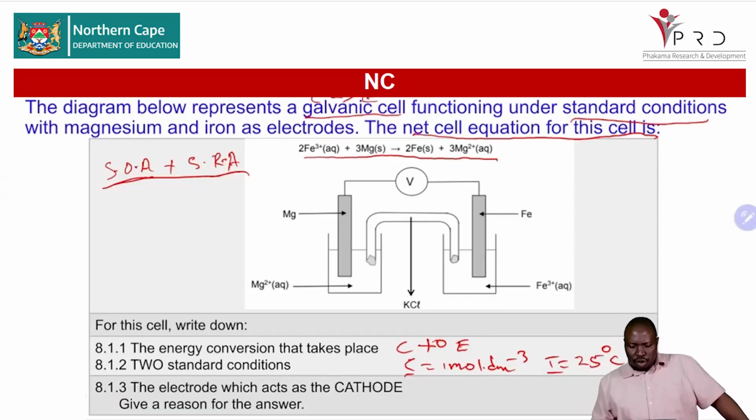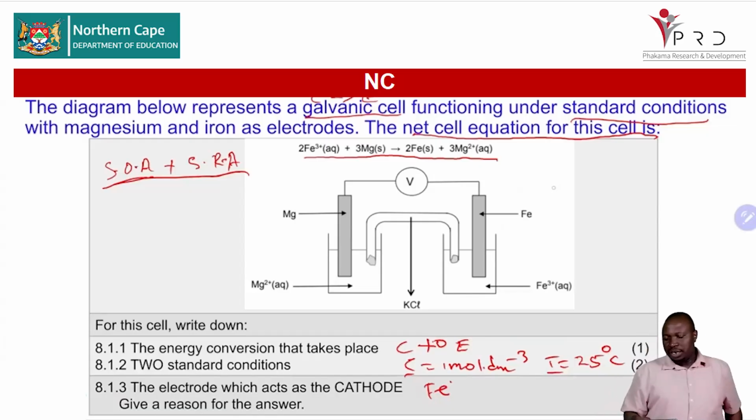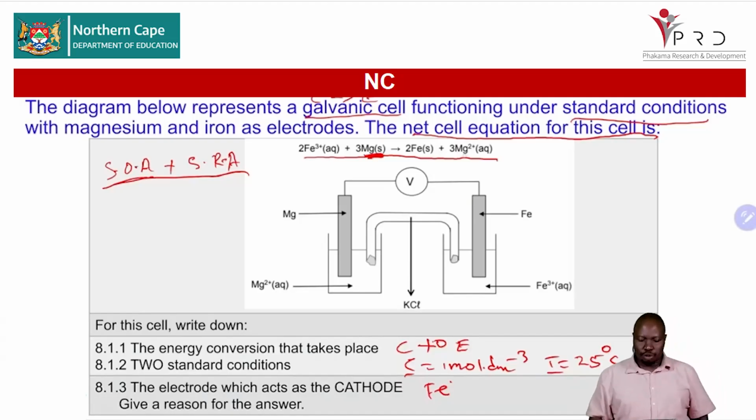The electrode which acts as the cathode, we have already indicated that is iron. That is iron, because the iron 3 plus will gain electrons to form iron. We said already magnesium is a stronger reducing agent, so it will lose electrons to form magnesium 2 plus. So give a reason, because we said the reason here is that your iron 3 plus is going to gain your electrons and form iron there.